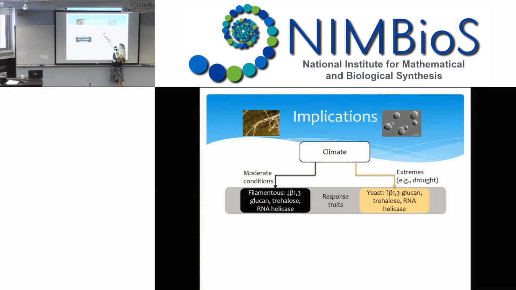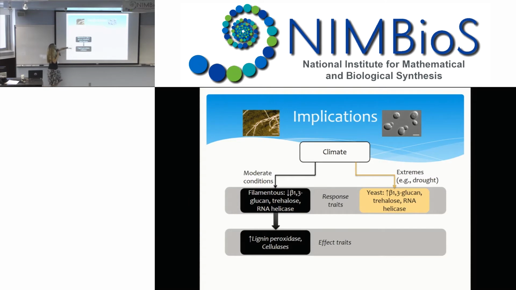So you have climate changing. Let's say we have climate becoming more extreme. Well, we might expect the yeast would be selected for because they have these more stress tolerance traits, whereas the filamentous fungi don't have as many of these gene counts, so they might be more selected for under moderate conditions.